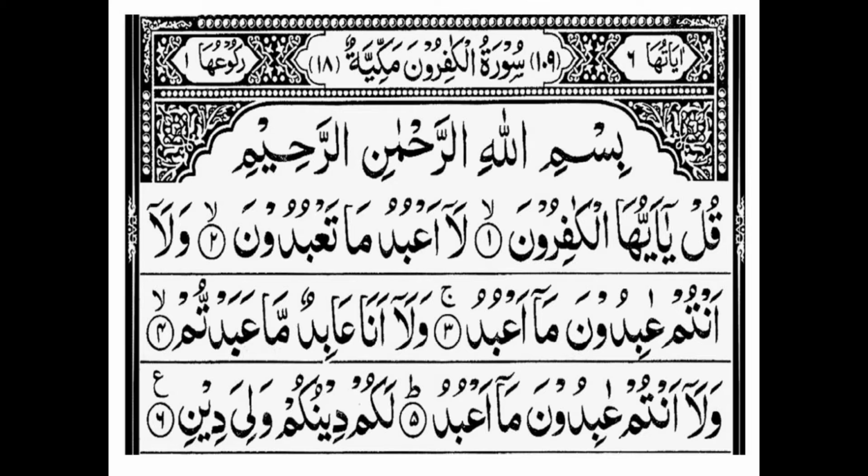We're going to read one more time. But remember, guys, the third ayah and the fifth ayah, they are both exactly the same. But in the fourth ayah, it says "wa la ana" instead of "ana". So we're not going to say "ana". We're going to skip the alif.